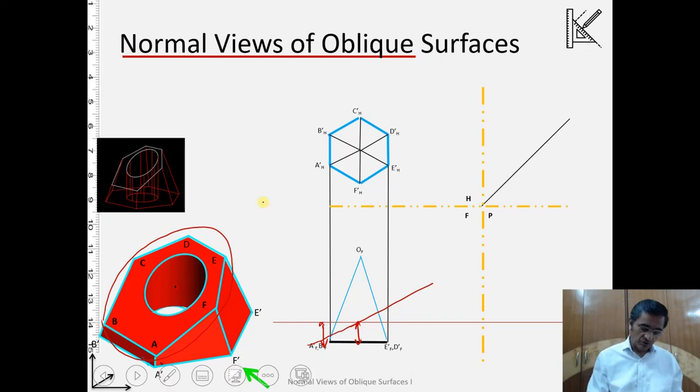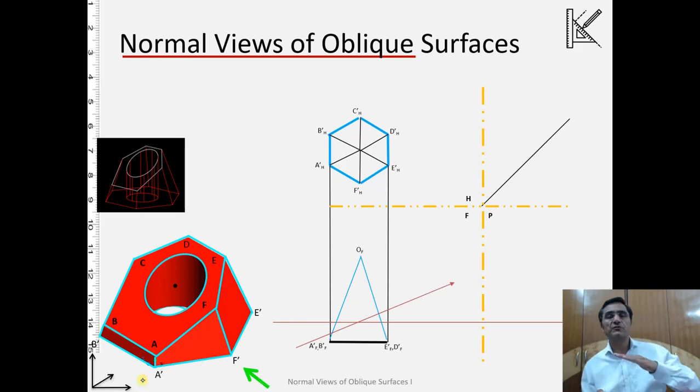So let me draw this over here. If I draw it, that is how the plane of intersection is. One more thing you will notice, this line represents the edge view of the cutting plane. So this line is the edge view of the given cutting plane A, B, C, D, E, F. Alright?